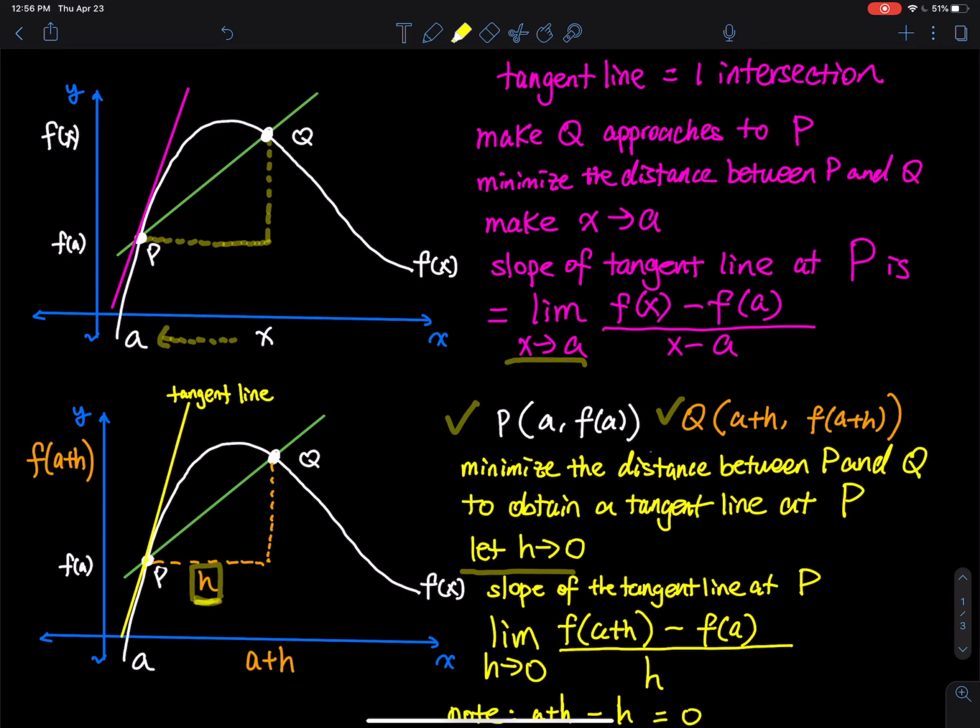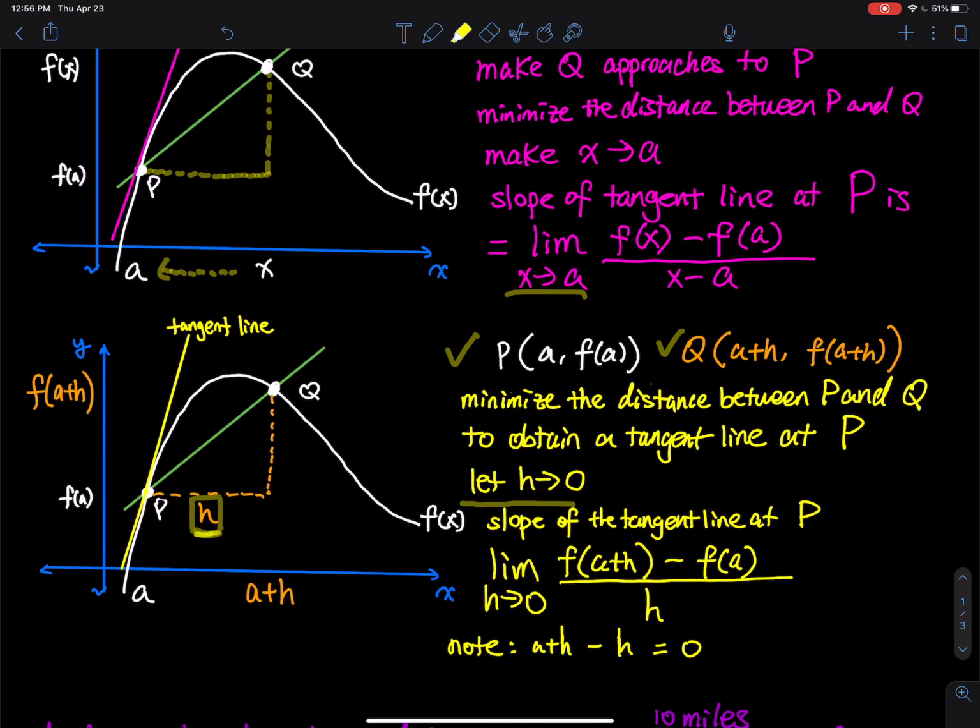So this time when you write the limit, the top is using point Q minus point P, right? Y2 minus Y1. This is Y2, this is Y1, this is X2, this is X1. So when you do Y2 minus Y1, you have F of A plus H minus F of A. What about the bottom? The bottom is A plus H minus A, which is equal to H. So that satisfies what we are trying to do. We are trying to minimize the distance H, right? Therefore, you just let H go to 0.